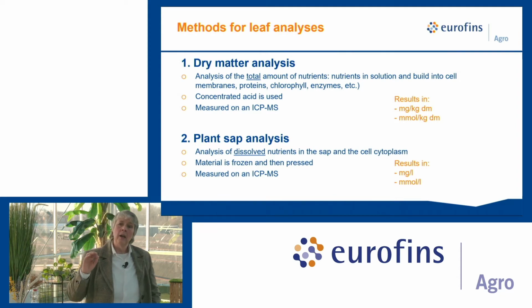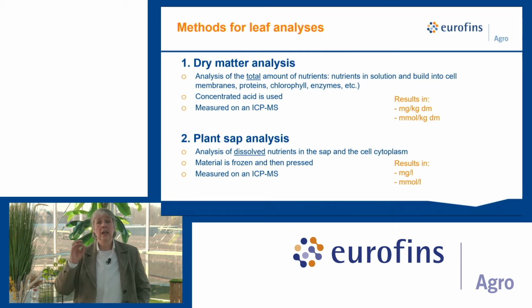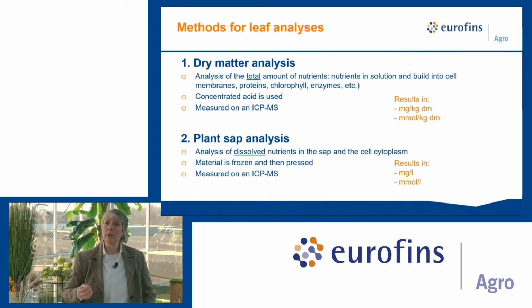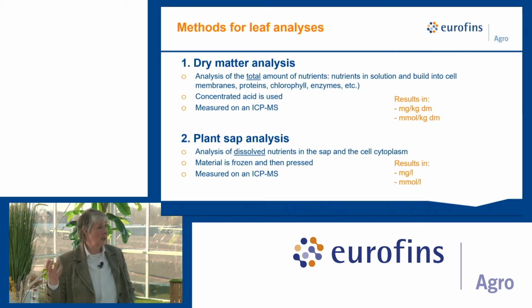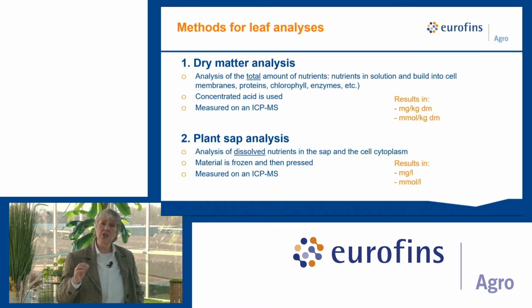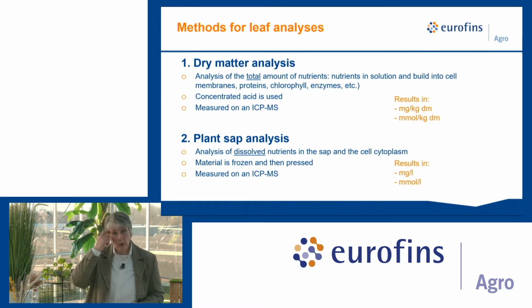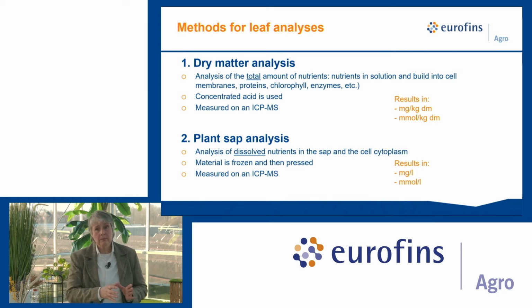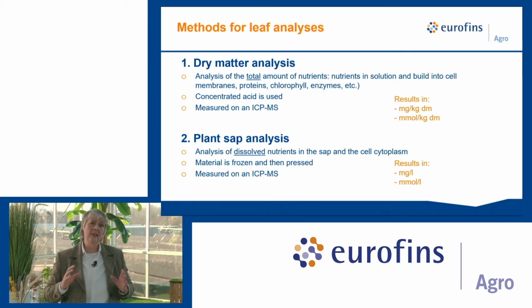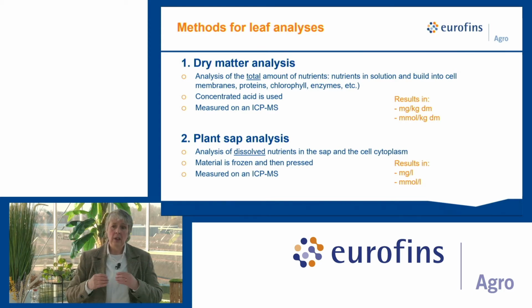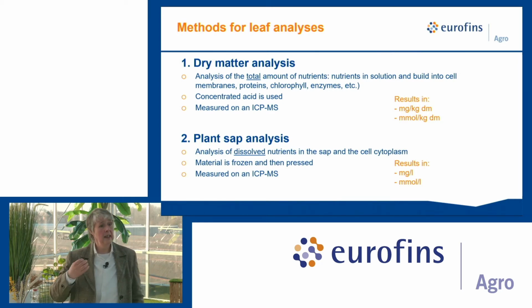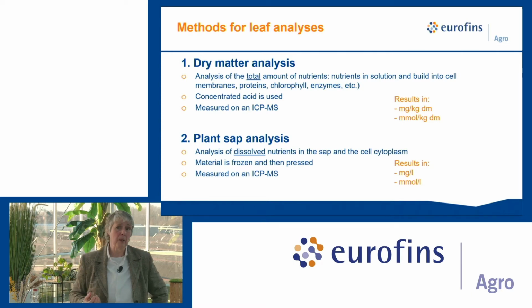The second method is plant sap analysis. What a plant sap analysis does is measure dissolved nutrients in the sap, in the cell vacuoles and in the cytoplasm. If you send in leaves or other material, it's frozen, then thawed and pressed. And in the liquid that comes out of it, we measure the nutrients. The results are therefore in milligrams or millimoles per liter, because it's sap we're talking about. We're talking about a liquid.